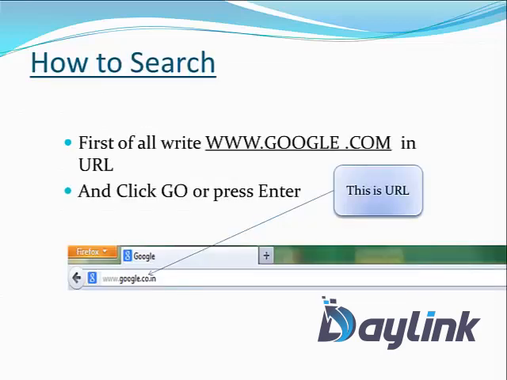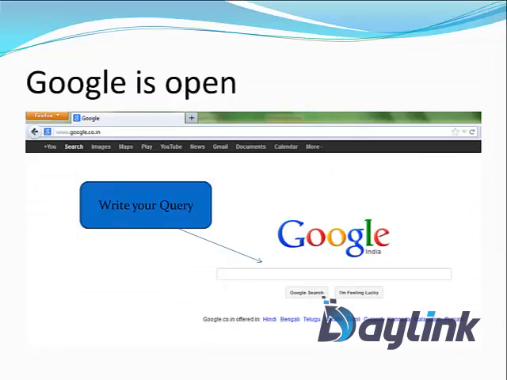How to search? First of all, go to google.com. Then press enter or click on go. It must open this Google web page. Here, I'm recording this video from India, and so the Google India homepage is open, where you can find a box in which you can write your search query.